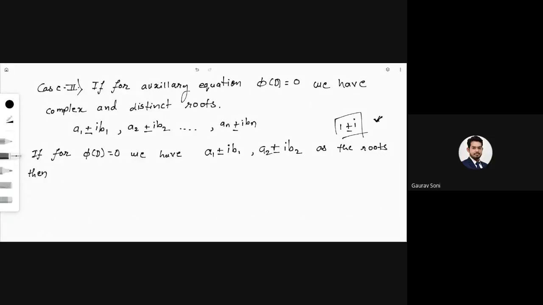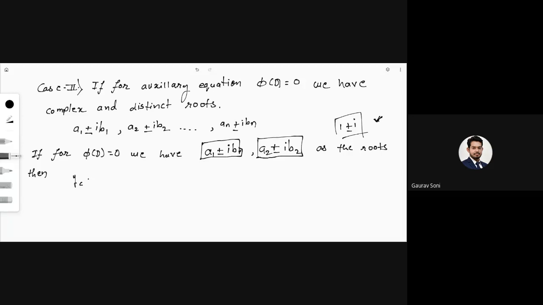Yes, very good. So the number of roots we have is 4, which are a1 plus ib1, a1 minus ib1, a2 plus ib2, a2 minus ib2. So 4 roots can only be for a polynomial with degree 4. For this complete pair, a1 plus ib1 and a2 plus ib2, this is one pair. And for this complete pair we will write one solution, and for the other complete pair, I will write one solution.